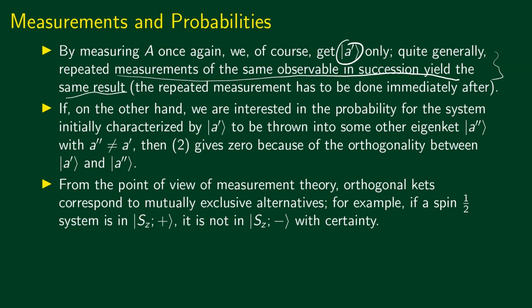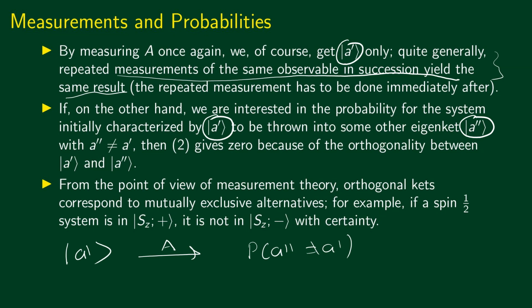If on the other hand we are interested in the probability for the system initially characterized by ket A prime to be thrown into some other eigenket ket A double prime, with A double prime not equal to A prime, then our result gives 0, because of the orthogonality between A prime and A double prime. Suppose you start with the state ket A prime and you are making a measurement of A. What's the probability that you'll measure a value A double prime which is not equal to A prime?